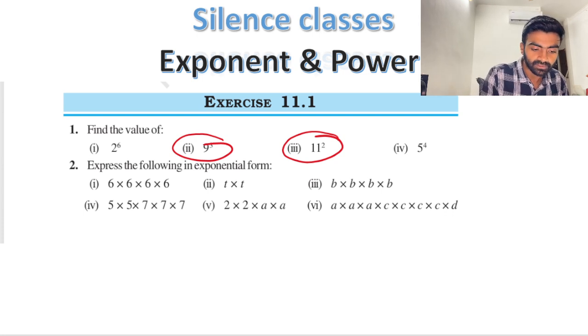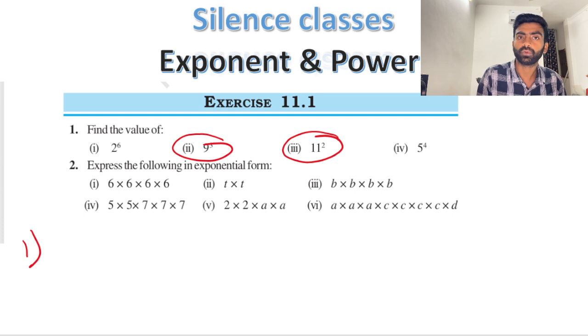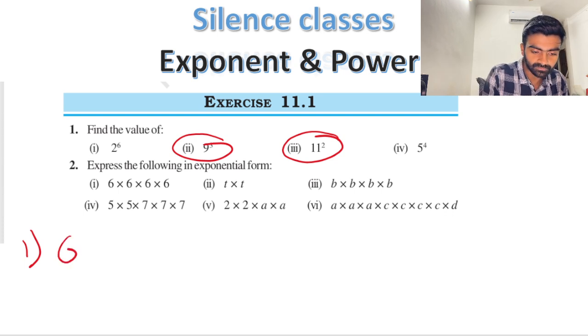Question number 1 is saying, how many times is 6 written? 1, 2, 3, 4. 4 times. 6 is written 4 times. So we can write it as 6 to the power 4, because how many 6s are there? 1, 2, 3, 4. 4 sixes are there, so we will put 4 over here like this.